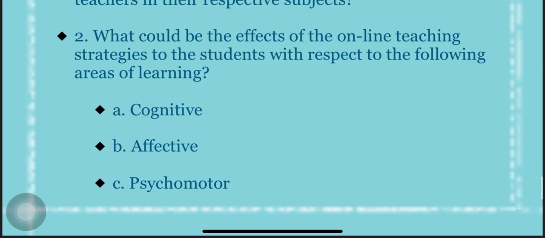Second, what could be the effects of the online teaching strategies to the students with respect to the following areas of learning? Now, I chose the model cognitive, affective, psychomotor, or domains of learning because this could be one way of breaking down the so many effects on the student themselves. Kasi holistic naman yung pag-aaral ng mga bata, napakadaming pwedeng epekto sa kanila, and kapag ganito, mahihirapan kang gumawa ng questionnaire, pagkatapos pasok ng pasok yung mga questions mo sa questionnaire mo, and then ang hirap i-analyze.